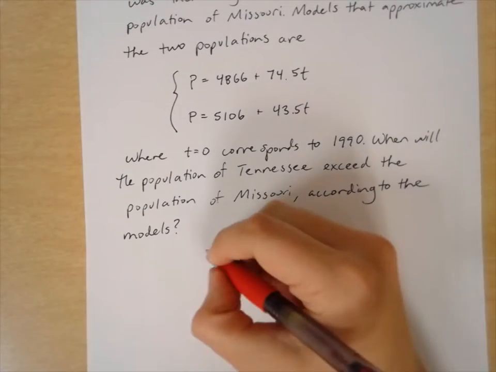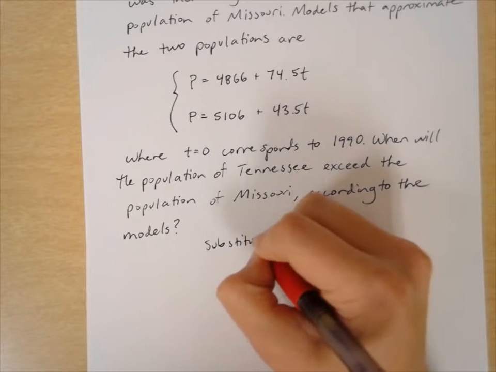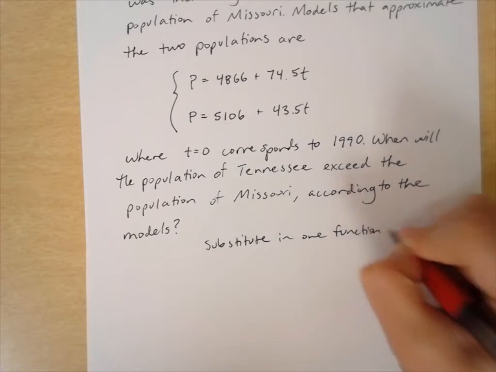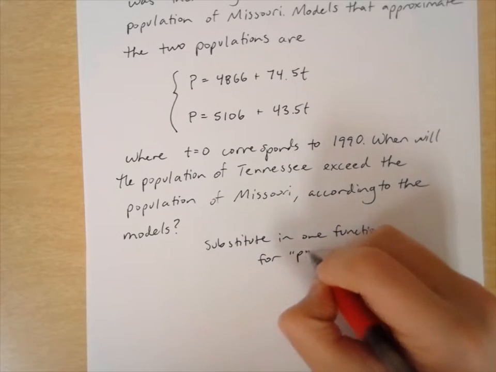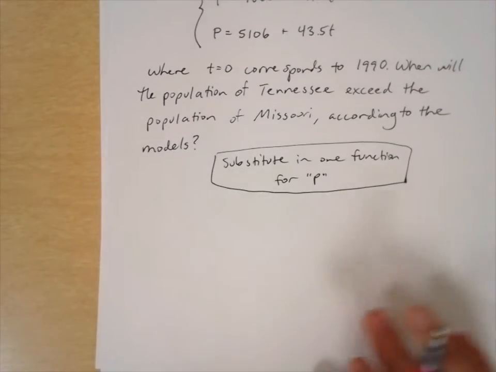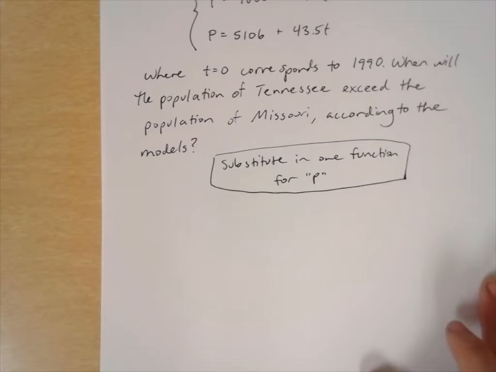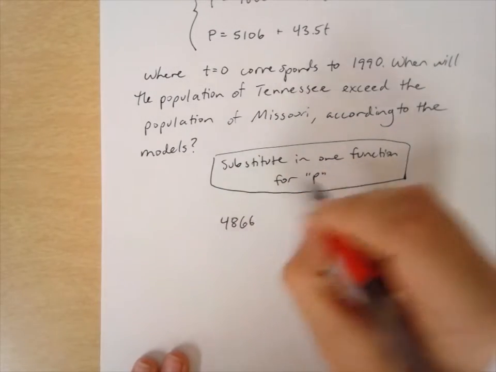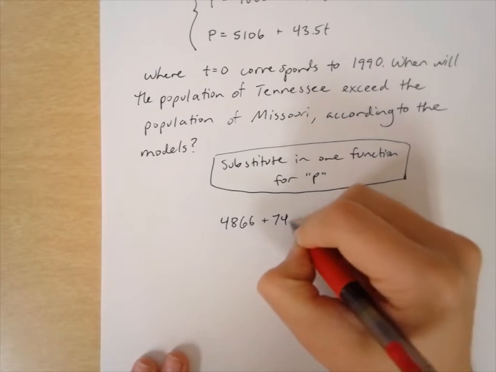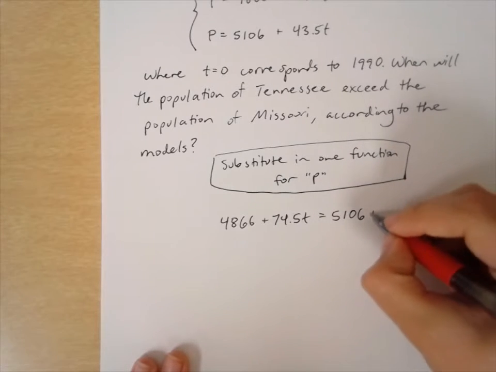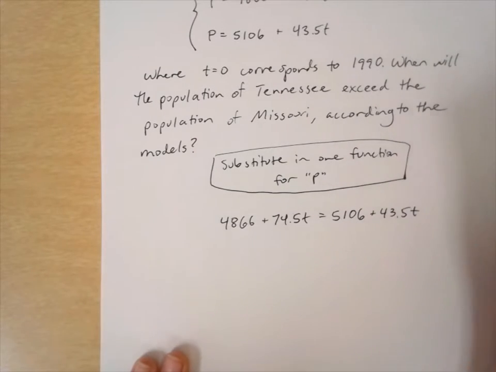We're going to substitute in one function for P. That's our first step. We'll draw a little box around it. All right. And it doesn't matter how you do it, but you should get an equation that looks like this, either with the left or right side different, but it doesn't matter. 4,866 plus 74.5t equals 5,106 plus 43.5t. And in about 3 steps we can solve this.